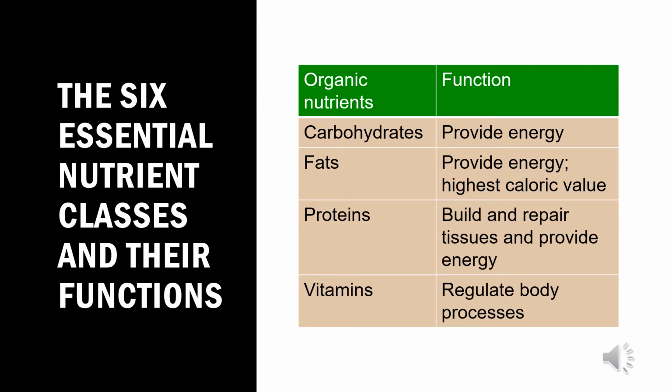Okay, so we're going to look at on the next 2 slides those nutrients and what their main function is in the body. So carbohydrates provides energy. Fats provide energy and they give us your highest caloric value. Proteins are important for building and repairing tissues. They provide energy. So proteins are really important in your body. Vitamins help to regulate the body processes.